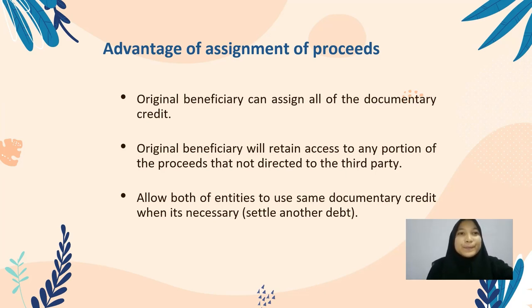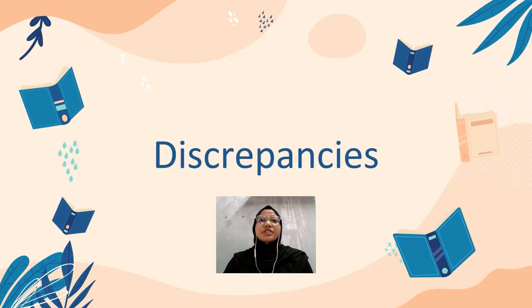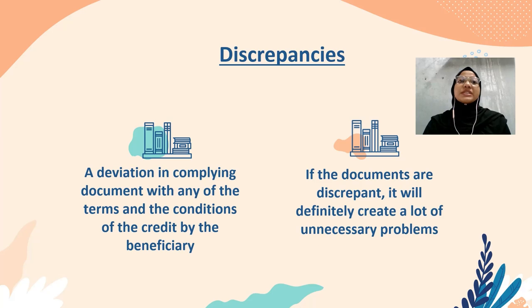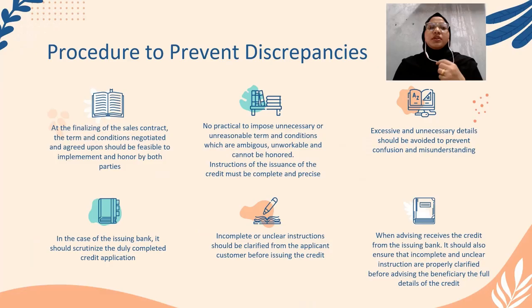Thank you. Okay, next, discrepancies. A discrepancy is a deviation by the beneficiary in complying the documents with any of the terms and conditions of the credit. If the documents are discrepant, it will definitely create a lot of unnecessary problems. There are 9 procedures to prevent discrepancies.